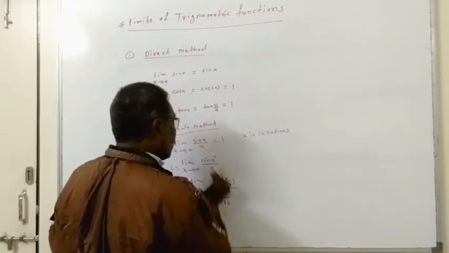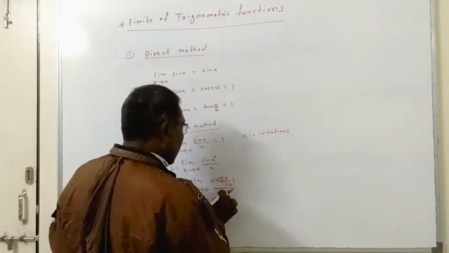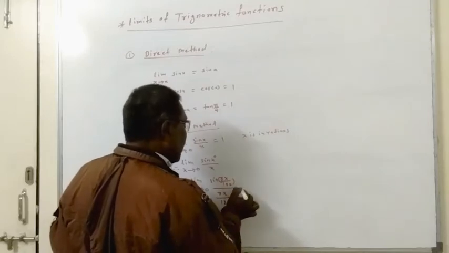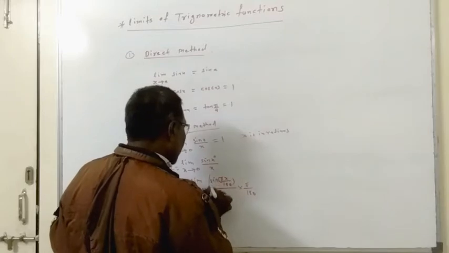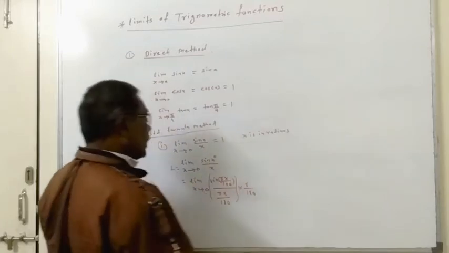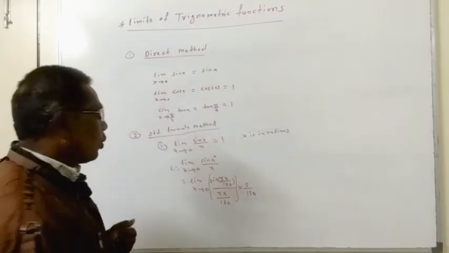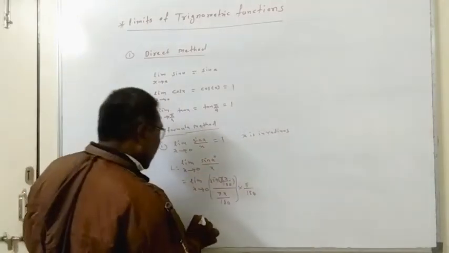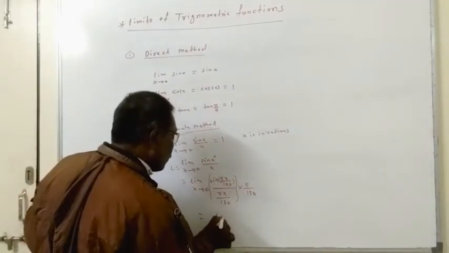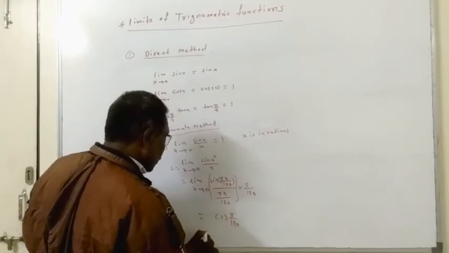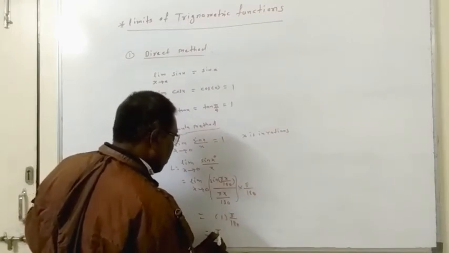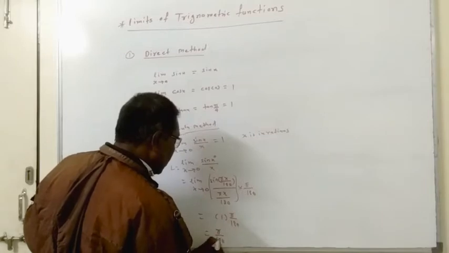Sin x. So here pi x upon 180 means here also the pi. Now here pi upon 180 is extra, so you multiply here by pi upon 180. Now as x tends to 0, pi x upon 180 also tends to 0, and that's why this limit value is 1 into pi upon 180. So pi upon 180 is the answer.